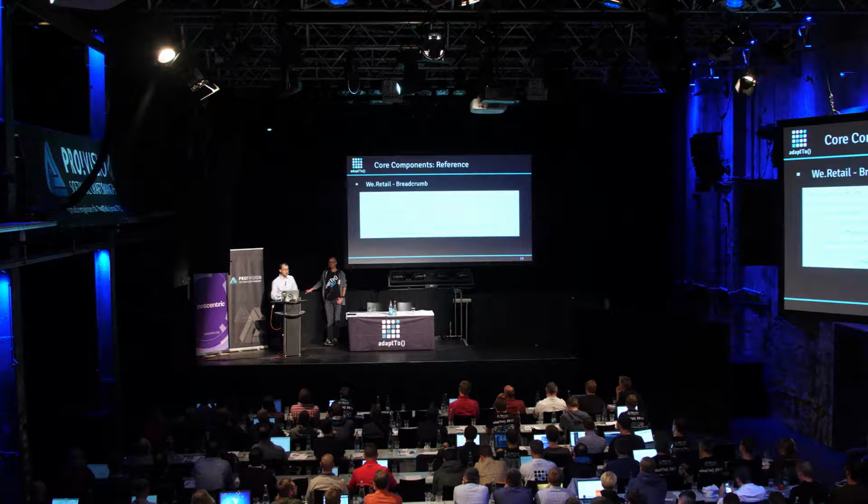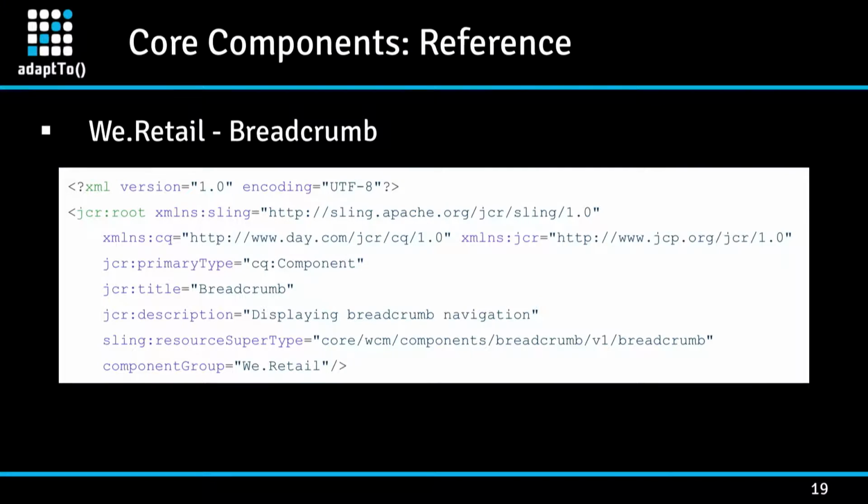For example, such a component using the proxy pattern would just define the resource supertype, in this case to be breadcrumb, and its component group to be WeRetail, so we can use it there.